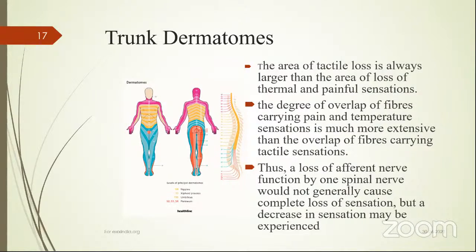So checking pain and thermal will be more accurate to find which dermatome, because the overlap for tactile is more in the trunk. The degree of overlap of fibers carrying pain and temperature is more extensive than that of fibers carrying tactile. So loss of afferent nerve function in one spinal nerve could not generally cause loss. If in the trunk you say this spinal segment is affected, it won't be correct because there is a lot of overlap in the trunk. So we can't definitely say this segment is affected in a trunk dermatome. So by assessing the trunk dermatomes.